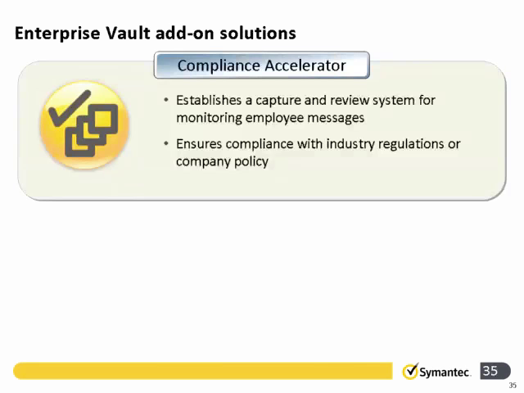As I mentioned before, we do have some additional components that can be added on to the Enterprise Vault environment. One of these is called Compliance Accelerator. The idea of Compliance Accelerator is it sets up an automatic capture mechanism and a review process to help you monitor your mail system. Now, compliance is only for email, all right? So it's going to ensure that you are compliant either with an industry regulation. For example, in the United States, we have a regulation called Sarbanes-Oxley, or SOX.